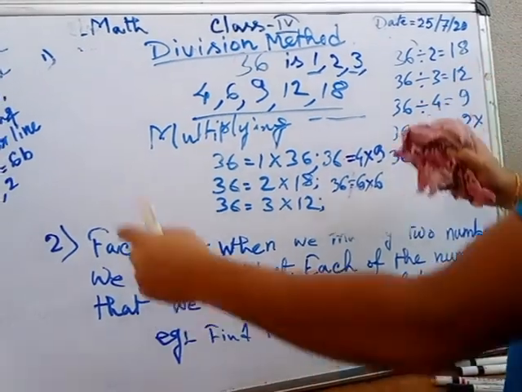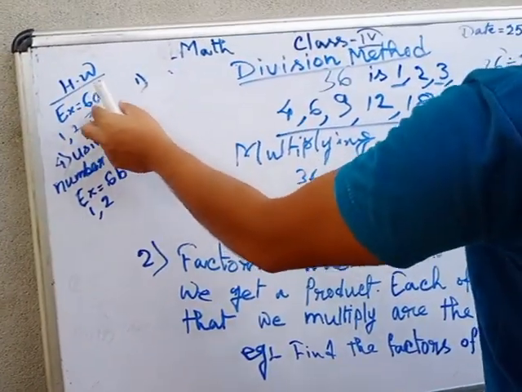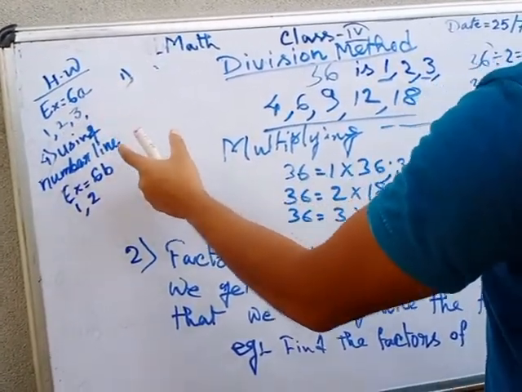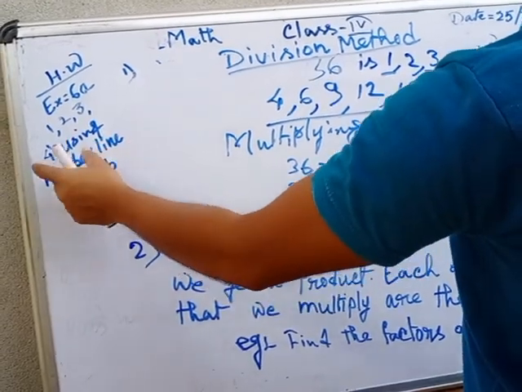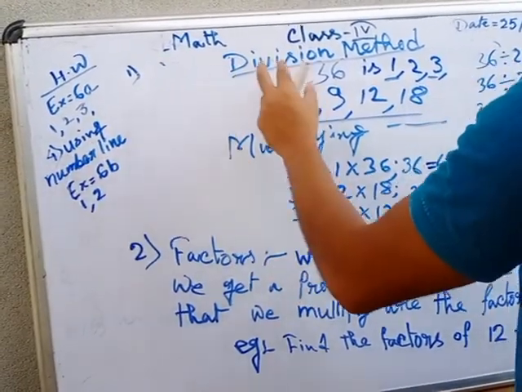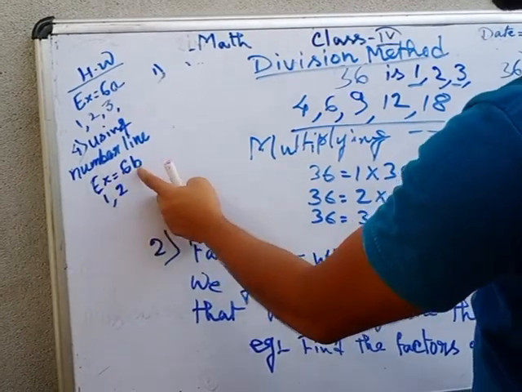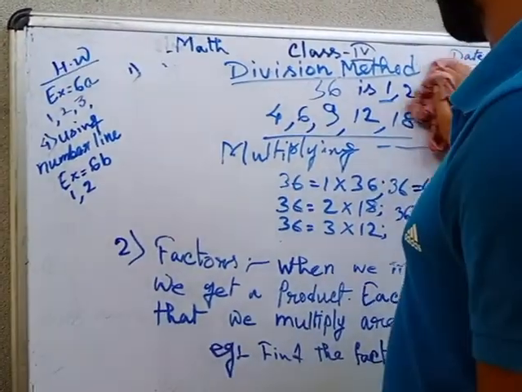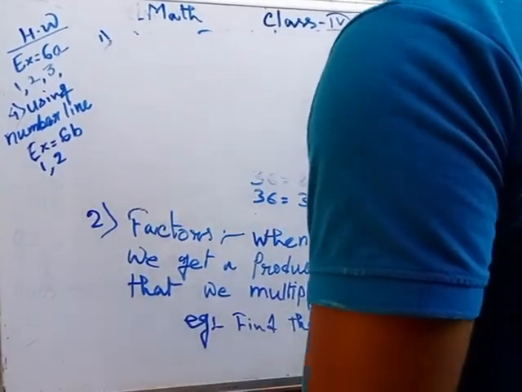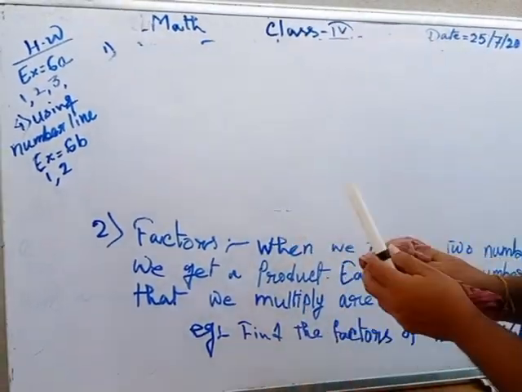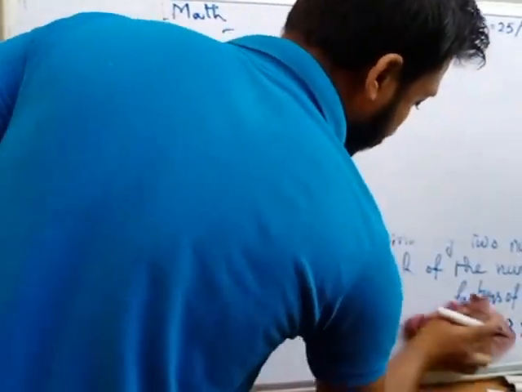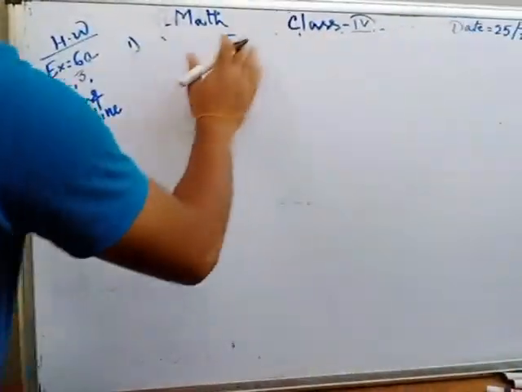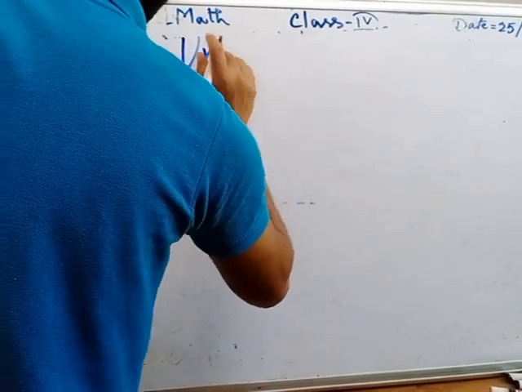Next and last. From exercise 6A, questions 1, 2, 3 are your homework. And I will tell you how to find the multiples using a number line. Then exercise 6B, questions 1 and 2 are your homework. You should do your homework in your copy. Now I will tell you about using the number line.